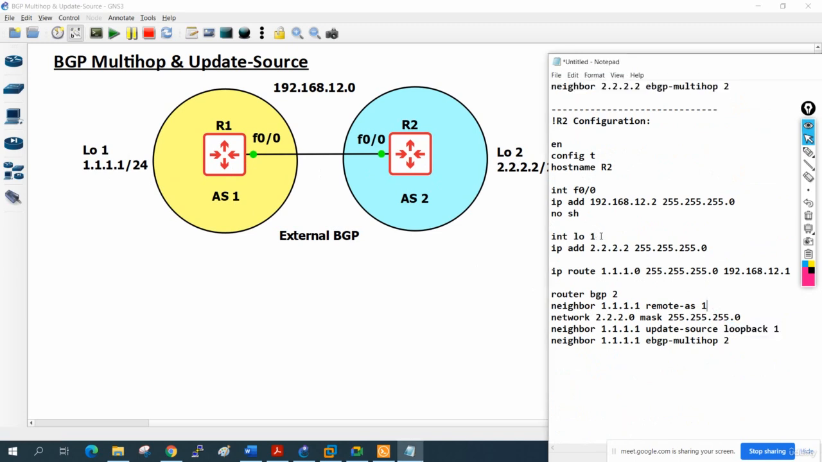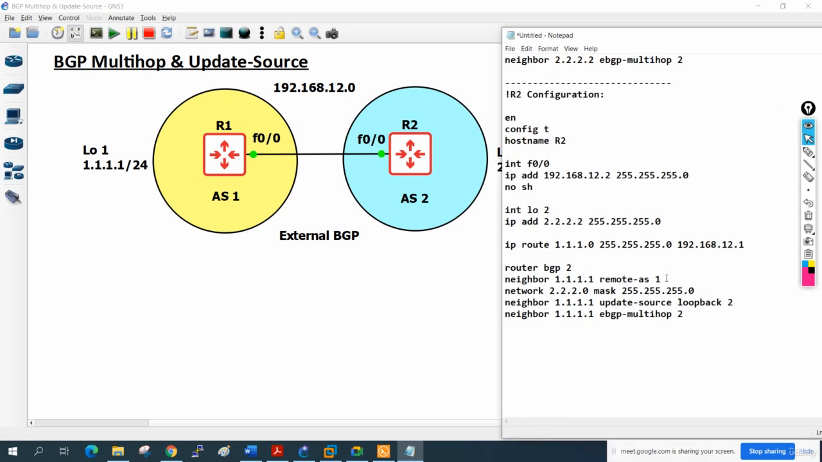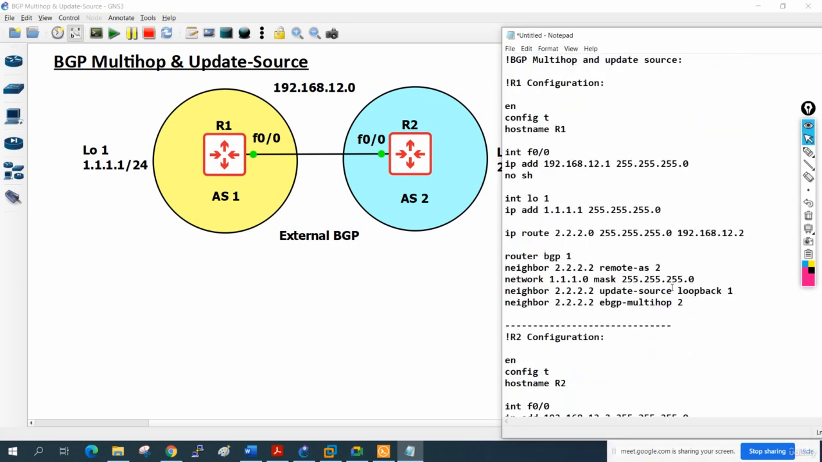If you use this as 2, for example, for simplicity, then we need to update here also with 2. But in our configuration I use this as 1, so that's why I use 1. Okay, so this is the configuration that we did.